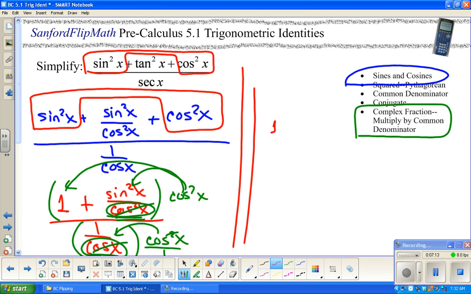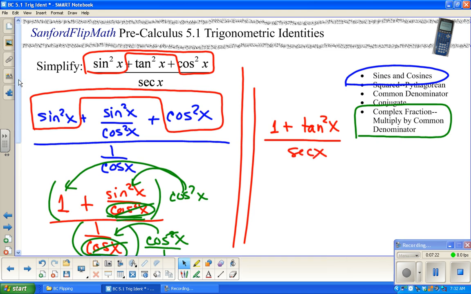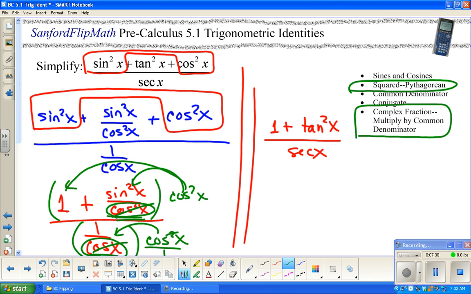Okay, now some of you back here at the very beginning maybe would have noticed this. So this really is 1 plus tangent squared, okay, over secant. Now, so here's the thought. If you see something squared, look for a way to use a Pythagorean identity. Well, I did that once, but this is a Pythagorean identity also. 1 plus tangent squared. Now, tangent squared has cosine on the bottom, so this is probably equal to secant squared.